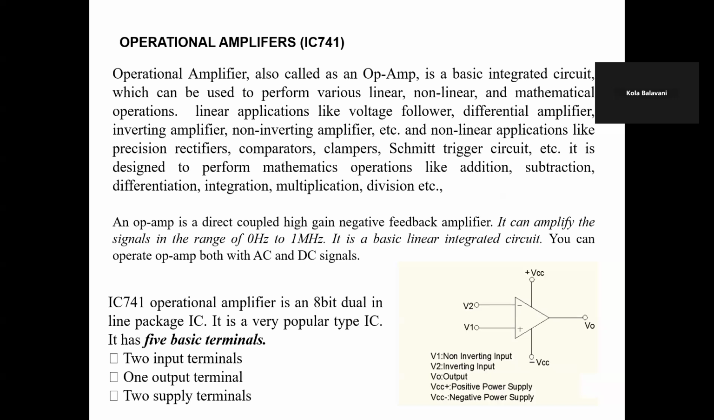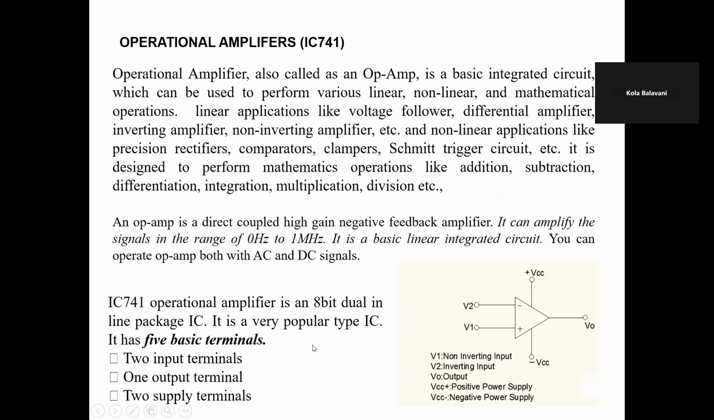Basically, this operational amplifier is a direct coupled high gain negative feedback amplifier. It can amplify signals in the range of 0 Hz to 1 MHz. This is the range of the input signals. And it can amplify both AC and DC signals, so it operates for both AC and DC signals.